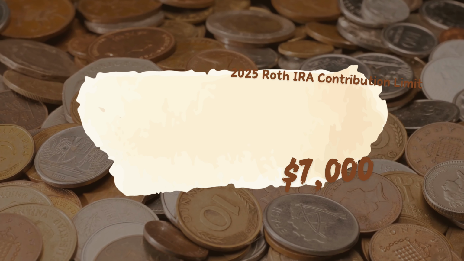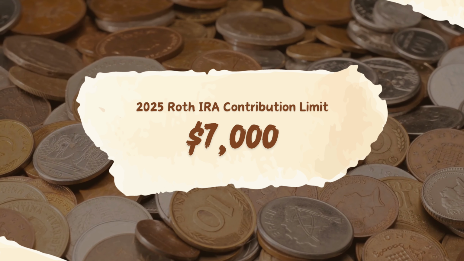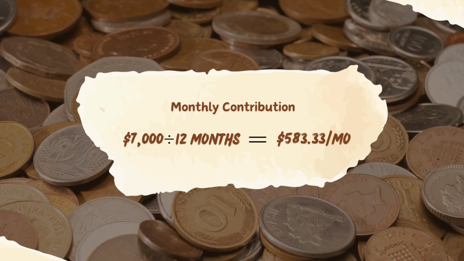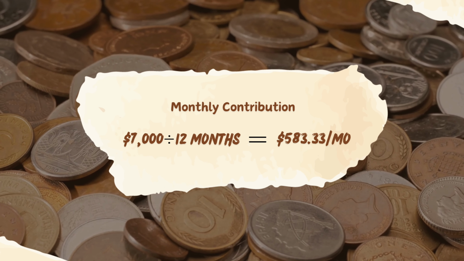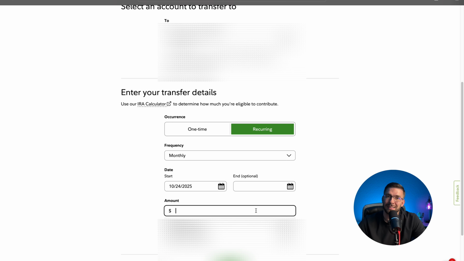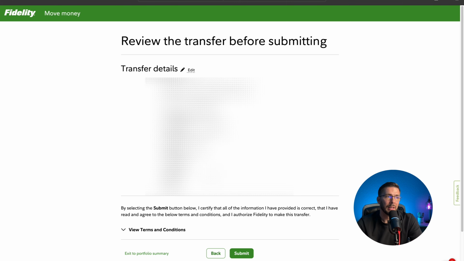For the amount, the max you can contribute into a Roth IRA right now for 2025 is $7,000. So I'm going to take that $7,000 and I'm going to divide it by 12. That's going to give me $583.33. That's exactly what I'm going to put in here for this transfer. Go ahead and click continue, and then you can review your transfer before submitting. Go ahead and submit. Congratulations, you are now only 1 step away from having automatic retirement account contributions and automatic retirement account investments. Now we're going to move to the investment portion.